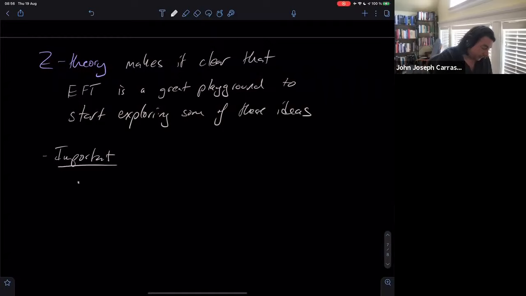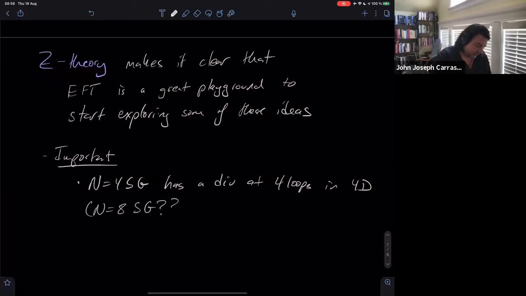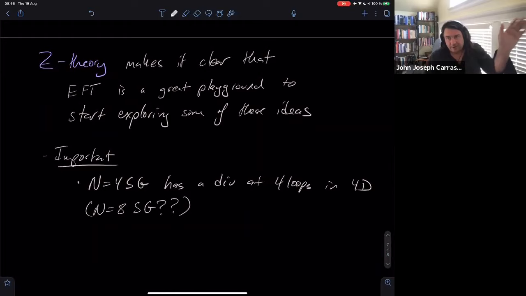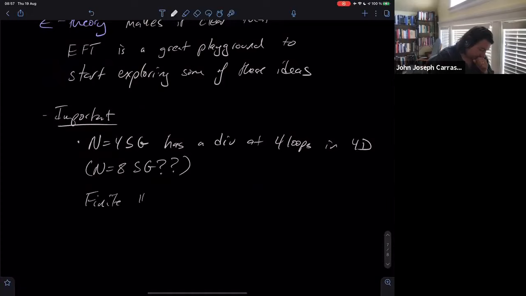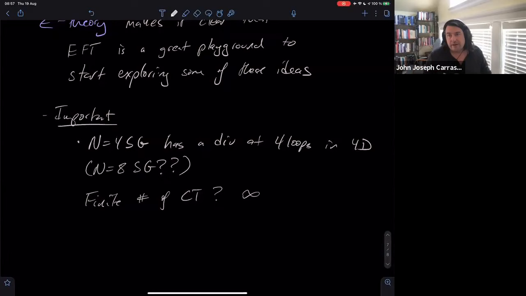For example, we know N equals 4 supergravity has a divergence at 4 loops in 4 dimensions. We still don't know where maximal supergravity has a divergence, but we know that half-maximal supergravity has a divergence at 4 loops in 4 dimensions. And there's a very good question, an open question: is there a finite number of counterterms that could be controlling this? Or do we have an infinite number of counterterms that forces us to build back something like string theory in order to make predictions in this theory to all orders?